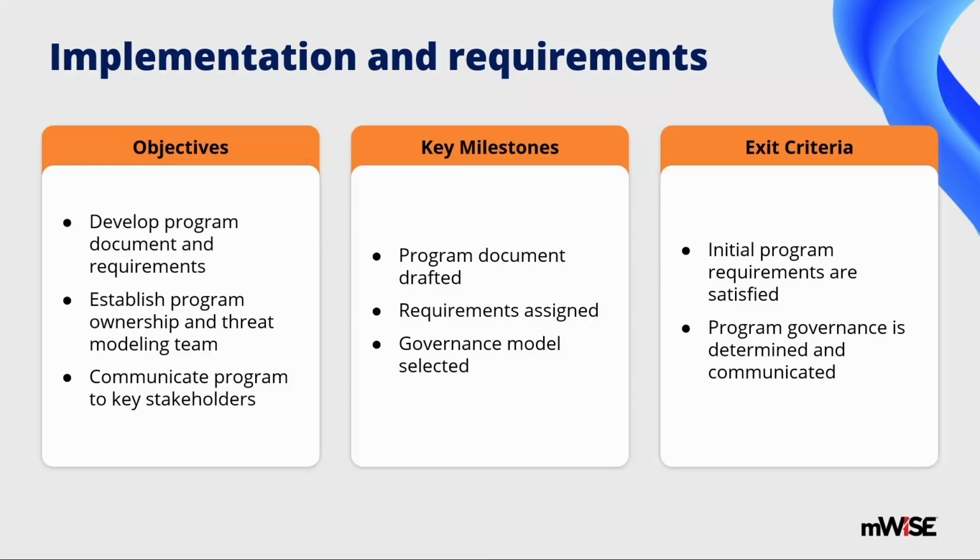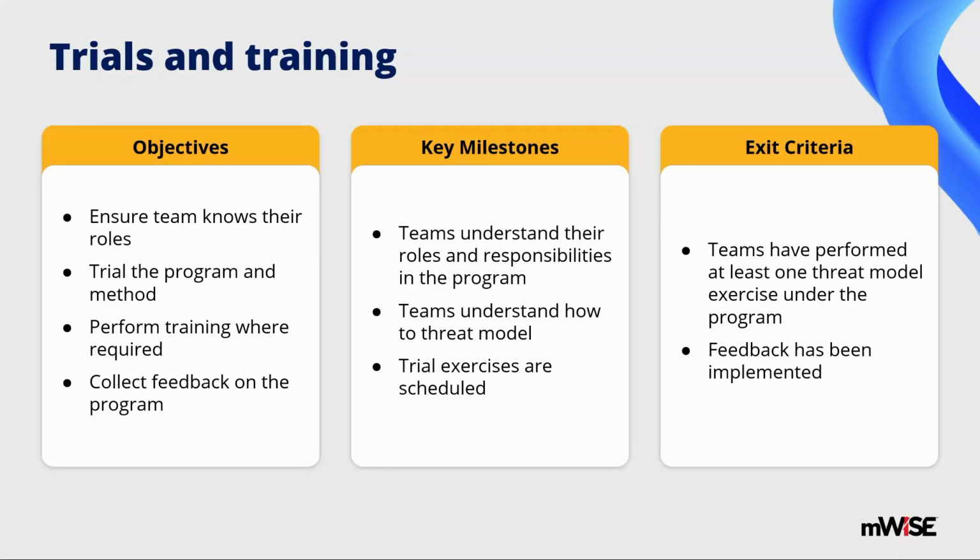So some exit criteria here to consider, just things that will tell us that we're ready to move into that next step, is making sure that we've satisfied our people, process, and technology requirements, in addition to having communicated the program to our initial core group of stakeholders. This would be the team conducting the activities. This would also be the program maintainers, realistically anybody involved within the program.